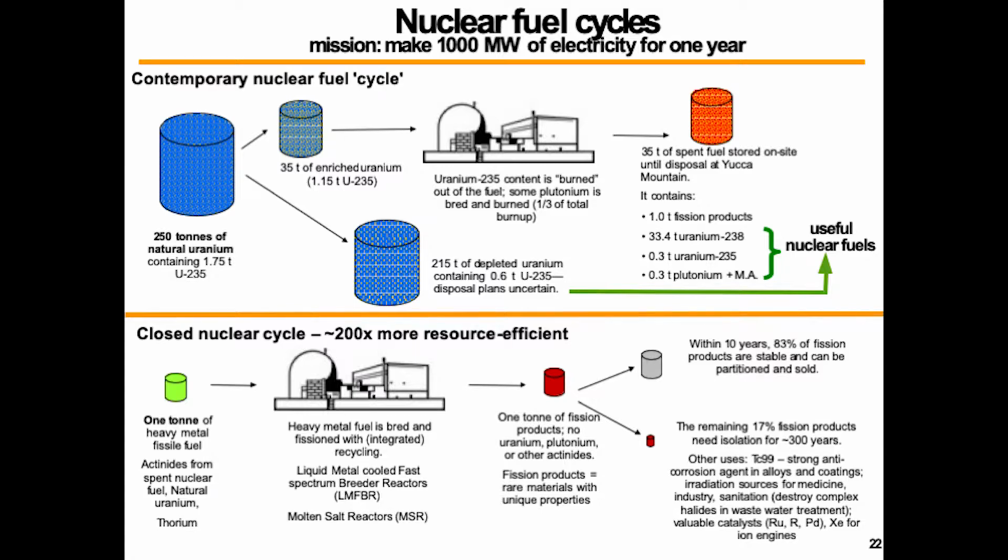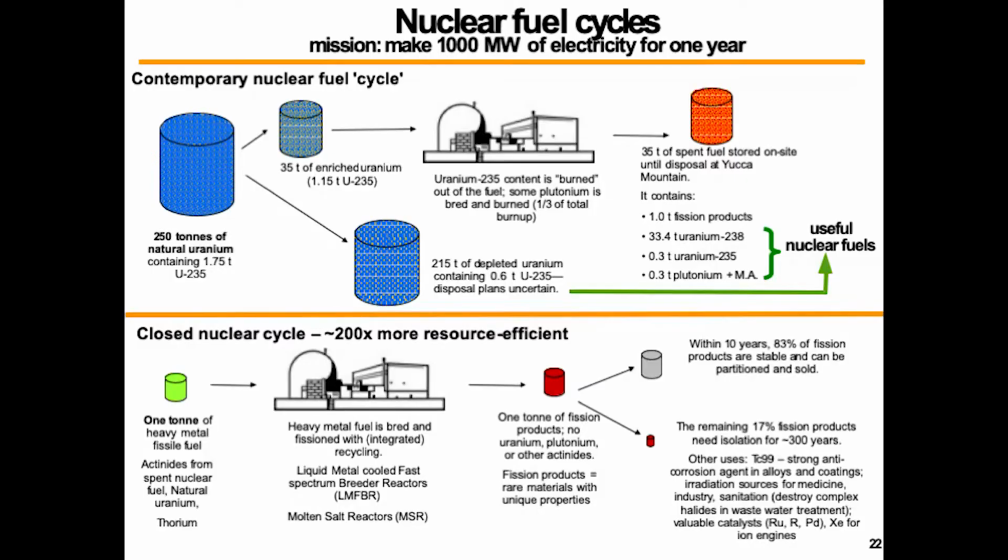So these are the useful fuels. Depleted uranium is also a useful fuel. So in our hypothetical closed fuel cycle, we will take actinide fuel, burn it, and come up with 1 ton of fission products. Within 10 years, 83% is stable and can be partitioned and sold, and the rest we need to isolate for roughly 300 years. However, if you think about it, many of these longer-term radioactive elements have applications because of their radioactivity in industry, medicine, and sanitation, things like cesium sources and so on.